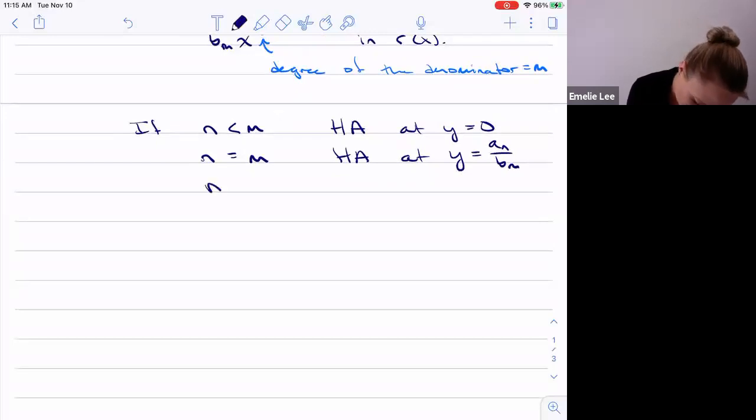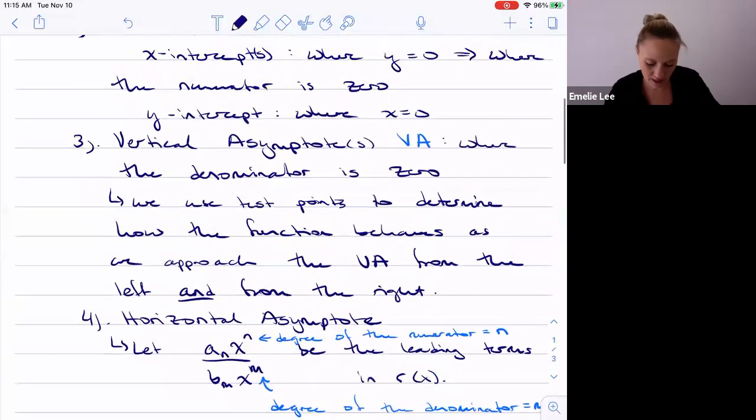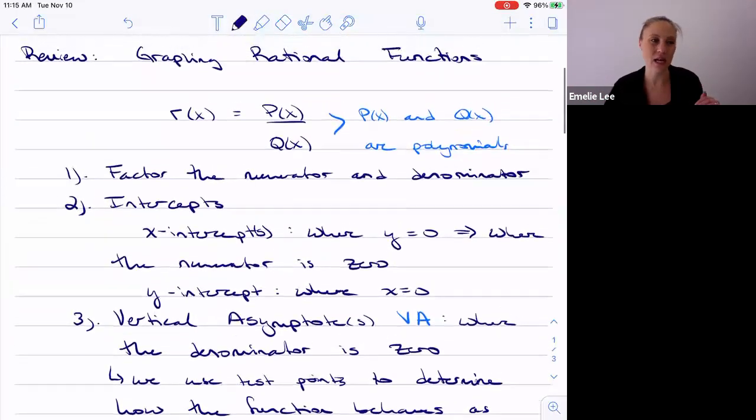And then finally, if n is greater than m, then there is no horizontal asymptote. Okay. So those are your three scenarios. Clean that up a little bit. And that's how we determine the horizontal asymptotes. After you have all these pieces, then we can make a sketch.